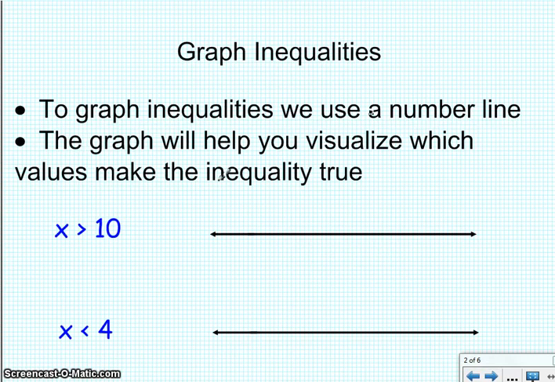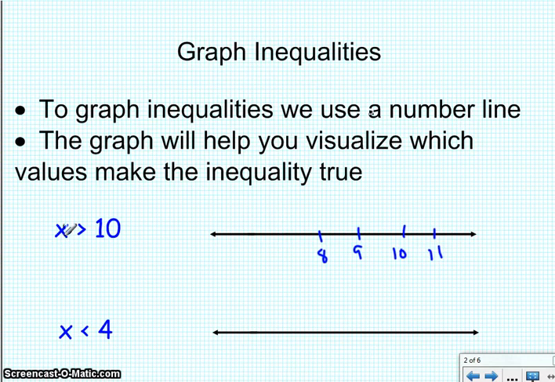So let's look at a few of them. To graph inequalities, we're going to use a number line. So here's the number line, and the graph is going to help you visualize which numbers make this inequality true. So here I have x is greater than 10. Now you don't have to put every single number on the number line. You really just need to put a few around the number you're using. Obviously I'm going to need 10 on here, and maybe 9, maybe 8, and maybe one above it too.